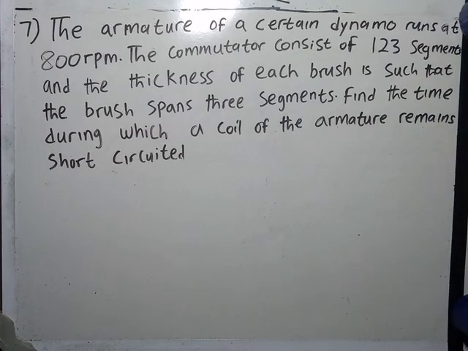Good day all. Today we'll be looking at an example under commutation. Now our question says the armature of a certain dynamo runs at 800 RPM. The commutator consists of 1, 2, 3 segments and the thickness of each brush is such that the brush spans 3 segments. Find the time during which a coil of the armature remains short-circuited.